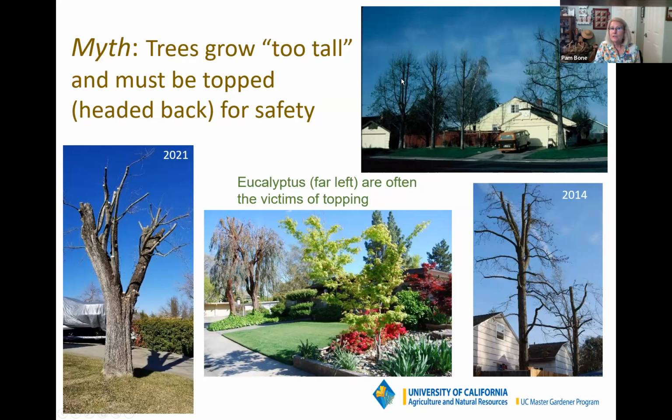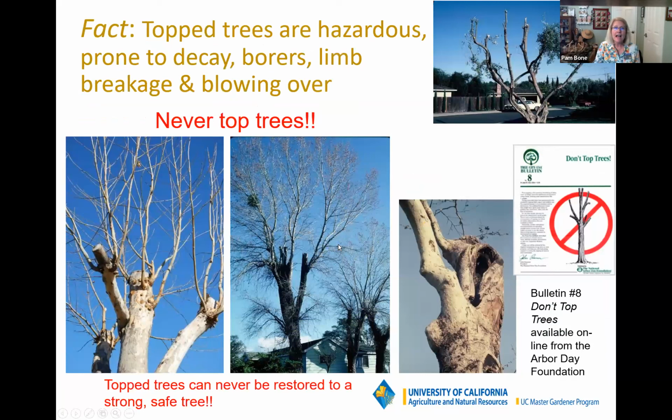There are many other reasons that trees fail. And here we're still doing it. I took that with a Kodak, that's a Kodak slide. And this one here is just with a digital camera. And these, look at this, everywhere. Eucalyptus are often the victim. Topped trees are hazardous. They're prone to decay. This all dies back. Fungus gets in here and rots it out.